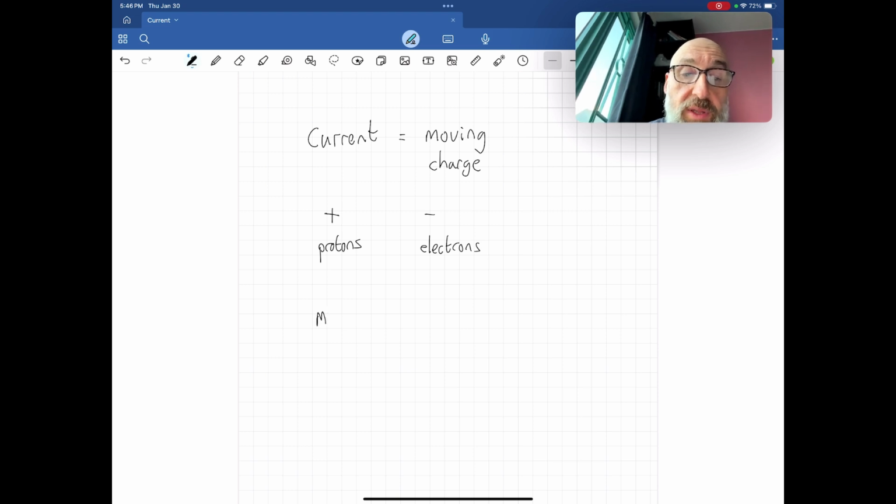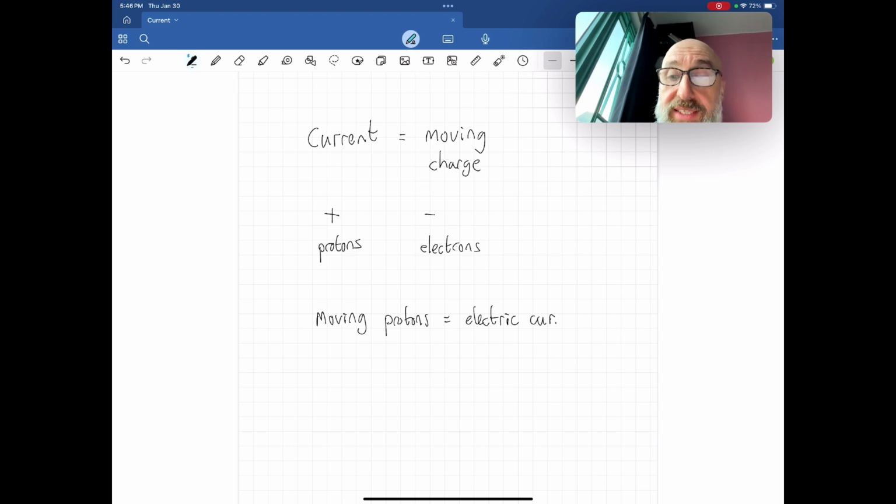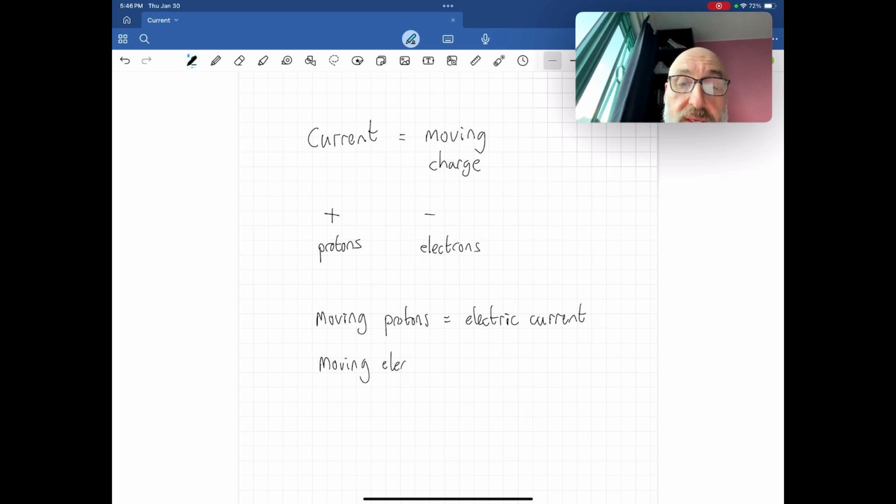So, for example, if we had some moving protons, we could say we have an electric current. Now, that would be a fairly unusual example of an electric current, but it would technically still count. 9 times out of 10, more than that, when we're doing the GCSE course, what we're usually talking about is moving electrons. So electrons carry charge, so if there's moving electrons, therefore we can say we have an electric current.